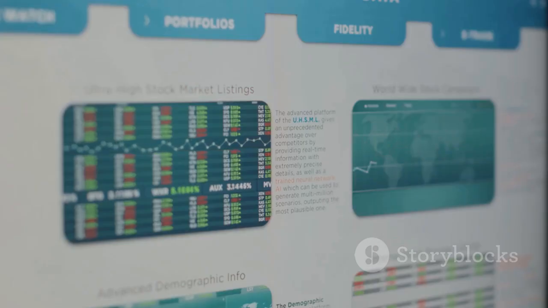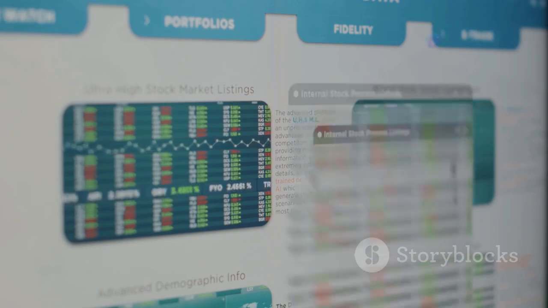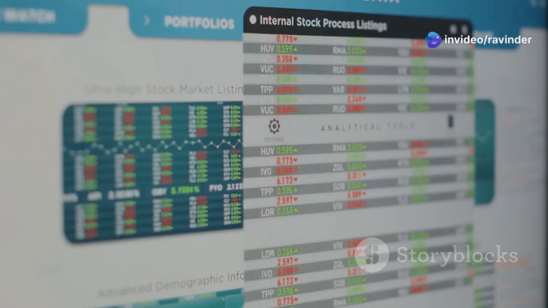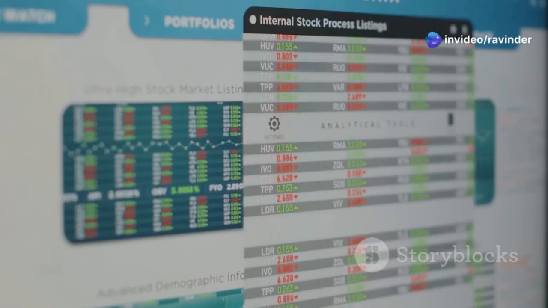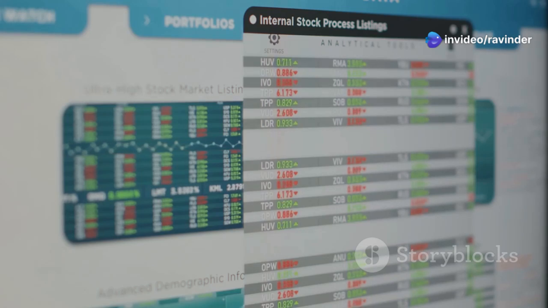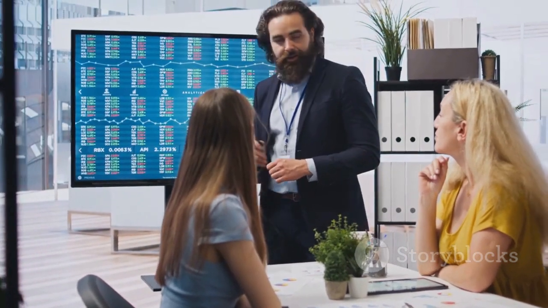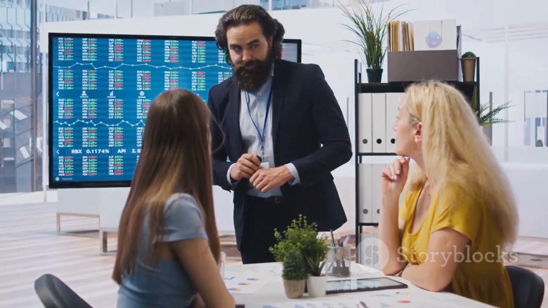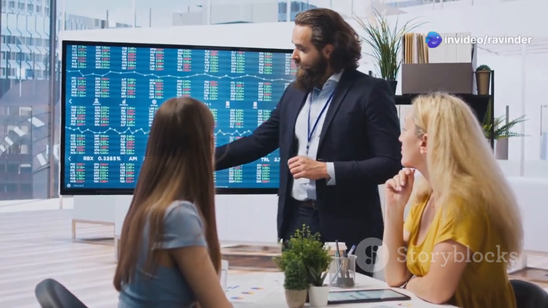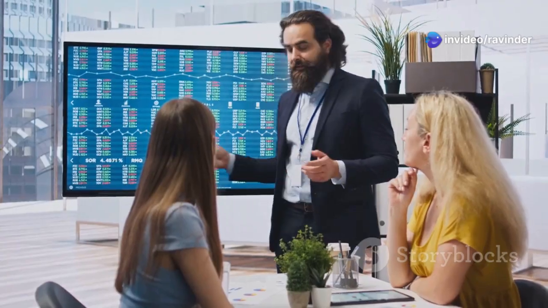For example, if a company's stock is trading at $50 per share and its earnings per share are $5, its PE ratio would be 10. This is a straightforward calculation that anyone can do with basic financial data. This means that investors are willing to pay $10 for every $1 of earnings the company generates. It's a simple yet powerful way to understand market sentiment.